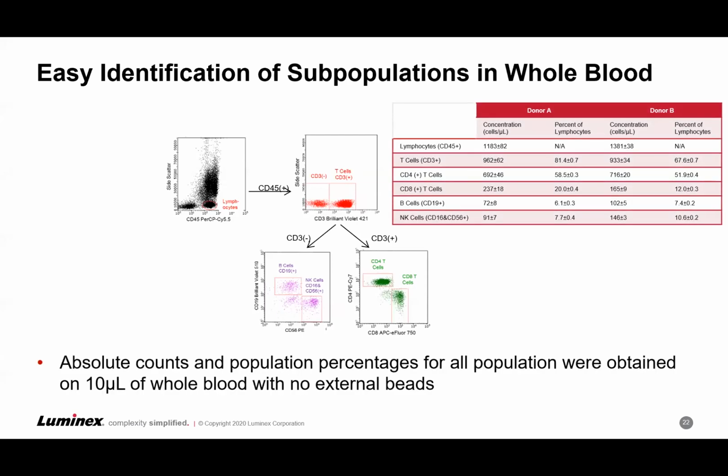The ability of the Guava EasySight 12 to accurately determine subpopulation counts and percentages without the use of external beads was evaluated. Here we observe total lymphocyte concentration, as well as cell concentrations and percentages of lymphocytes for T cells, CD4 T cells, CD8 T cells, B cells, and NK cells for 2 different donors, as well as the standard deviations without the need for counting beads.